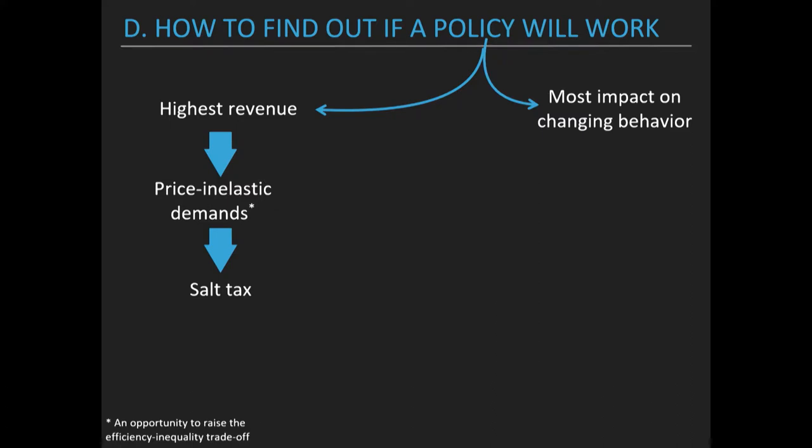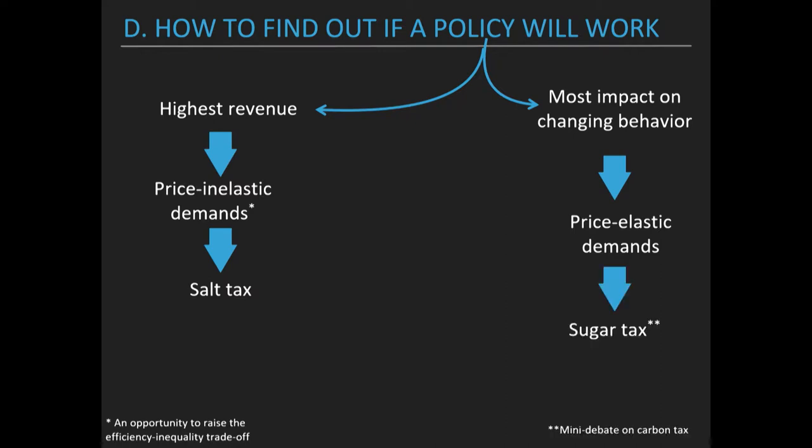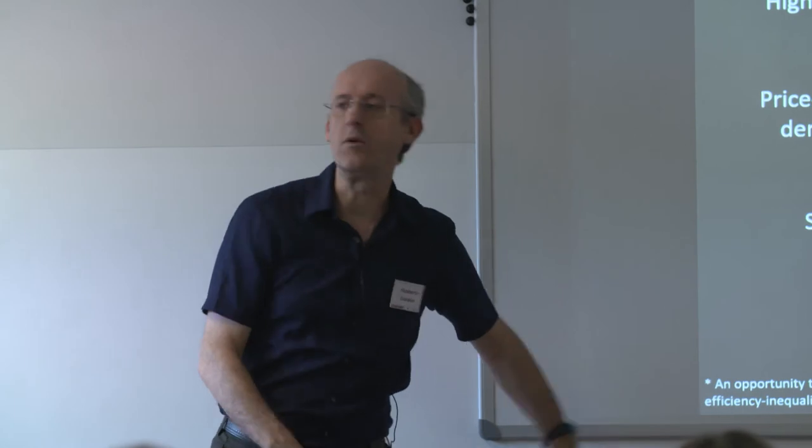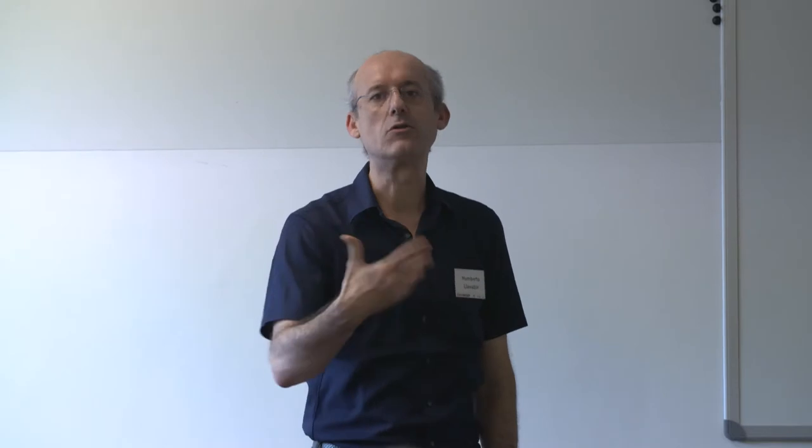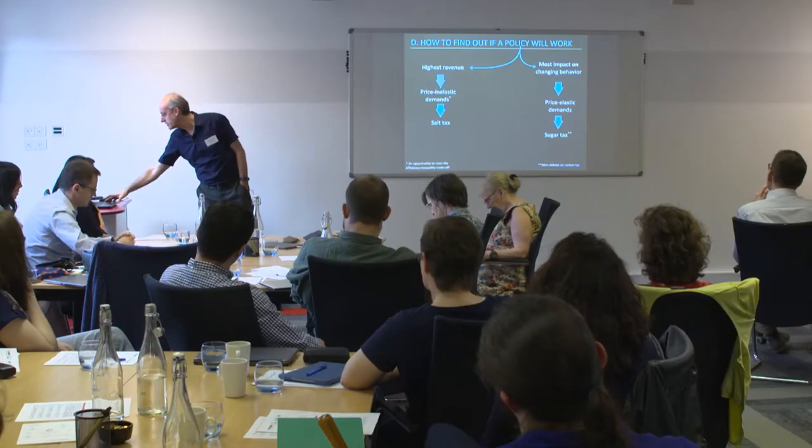Now, if the objective is to change behavior, then we should choose price elastic demands, and the example is the sugar tax. It's also a good opportunity to introduce some kind of mini debate between students regarding the idea of a carbon tax, because a carbon tax has this issue that you want to change behavior, but actually you are affecting demands that are highly inelastic. And if you want to connect it with inequality, it's also a tax that, unless you introduce other types of policies, may create issues of inequality.